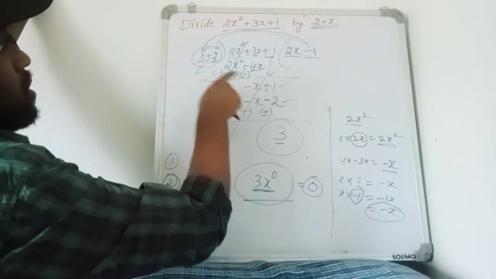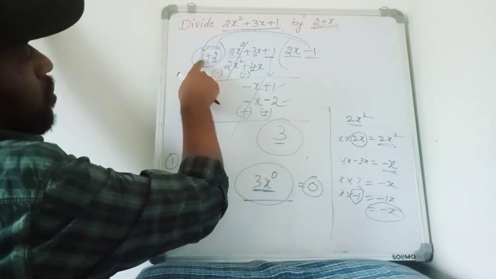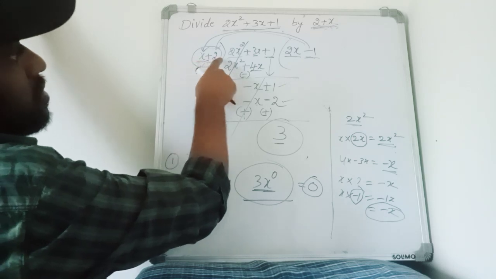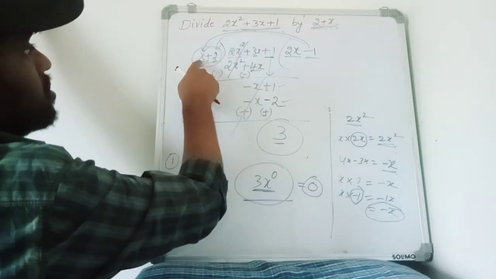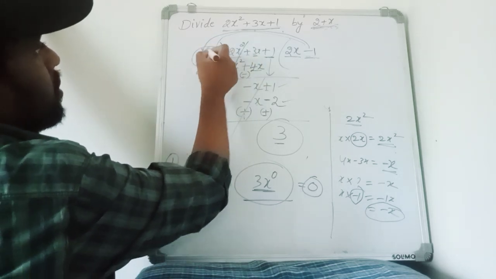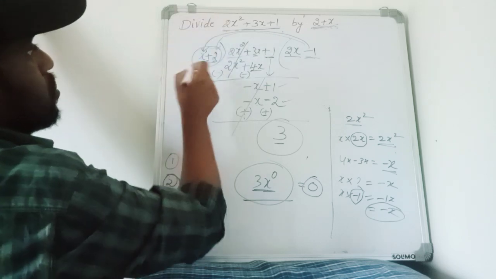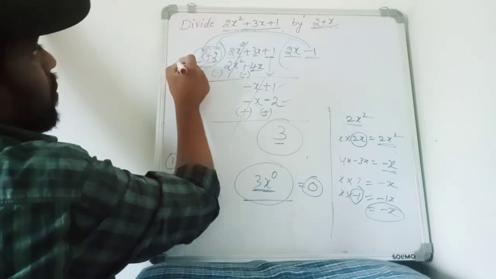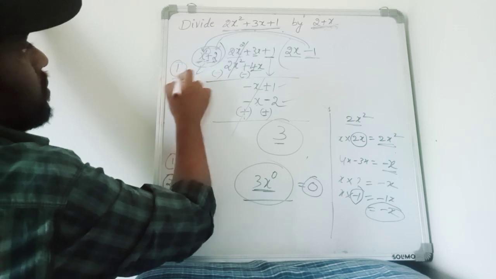Here the degree is what? Consider x, which is the highest power. Here there is only one x, there are no other x terms. Consider what is its power. Here x means x to the power of 1. So the highest power of x is 1. So its degree is 1.